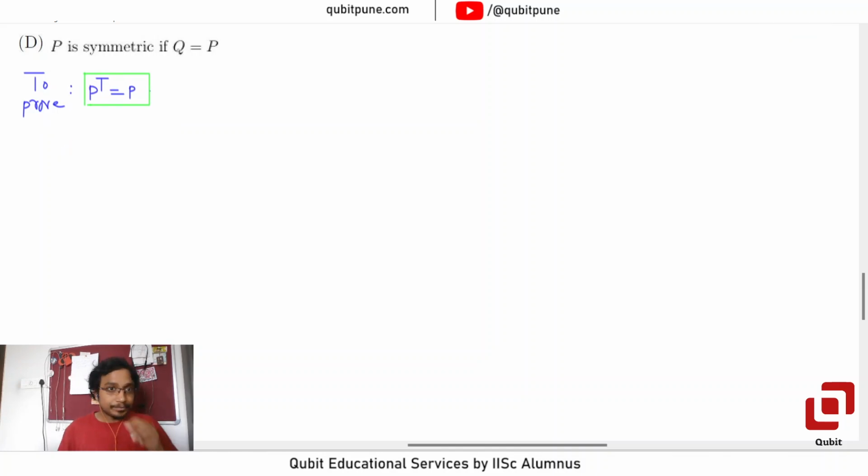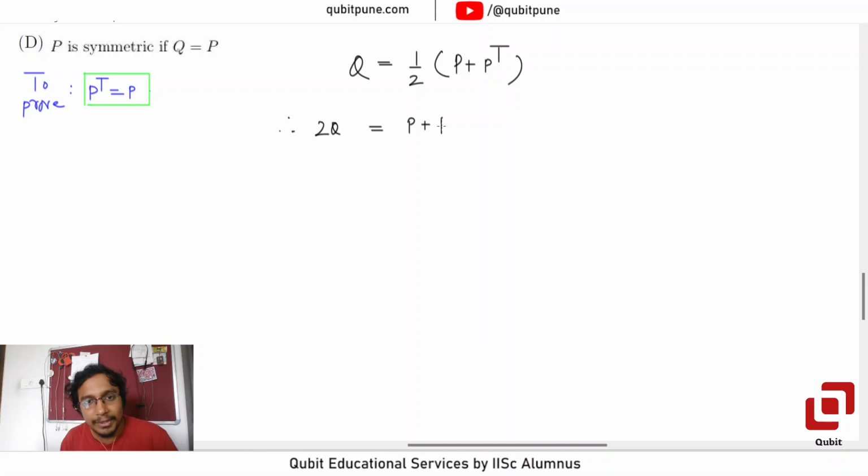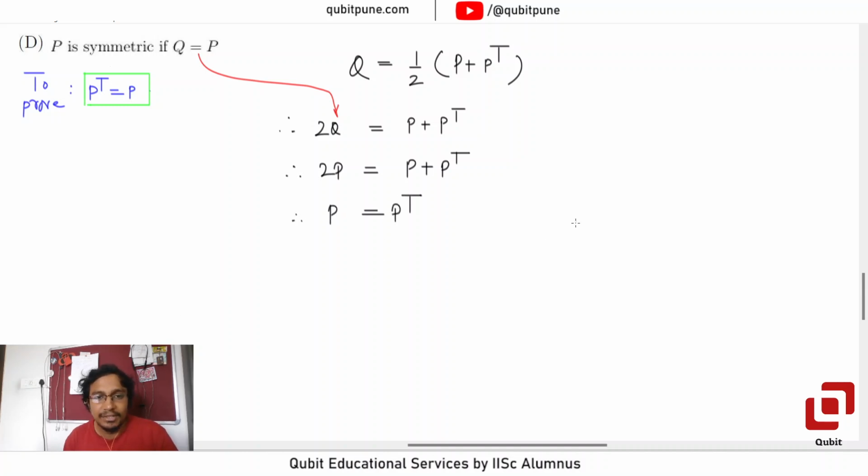Okay. Now what is Q? Half P plus P transpose. Follow the rules of matrix algebra. 2Q is equal to P plus P transpose. Q P is the same, get P here. Got it. So D is also correct.